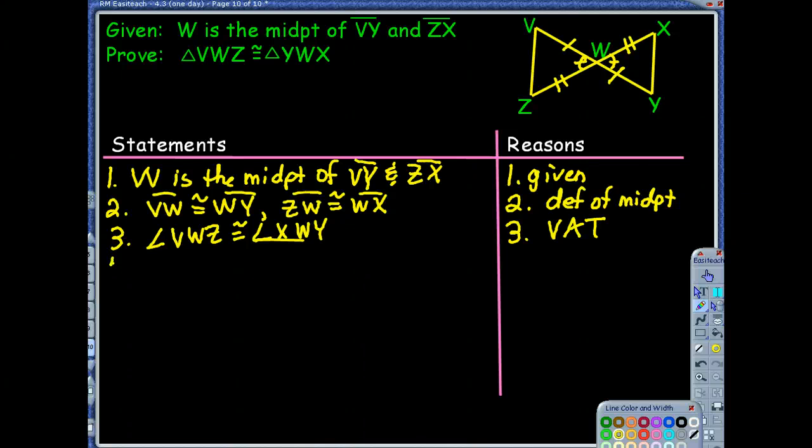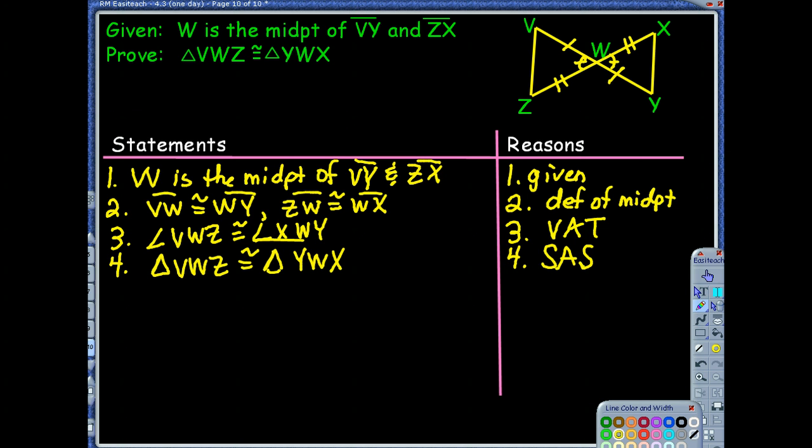All right, keep going. Okay, I've got two sides, and their included angles are now all congruent. I've got all three congruent statements, so now I can say that triangle VWZ is congruent to triangle YWX, and that reason is side angle side.